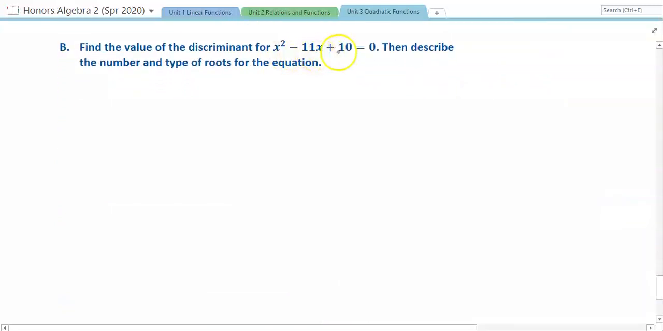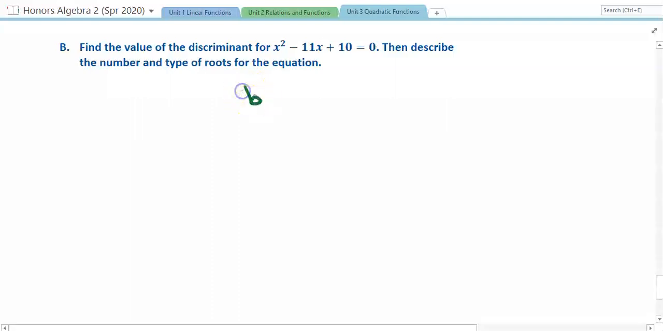So x squared minus 11x plus 10 is equal to 0. Figure out what the discriminant is and what type of solutions it's going to have. And so pause the video here real quick and then we'll look at it. All right, so if you tried it out, let's see what you got.